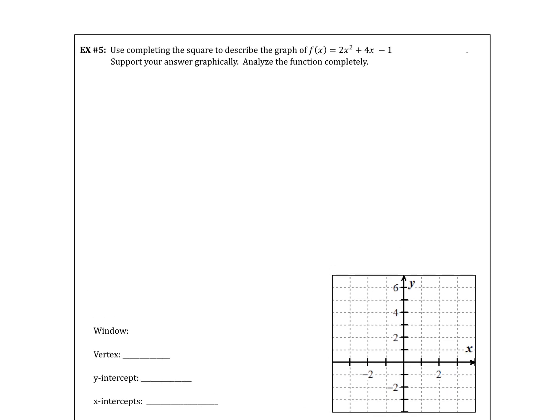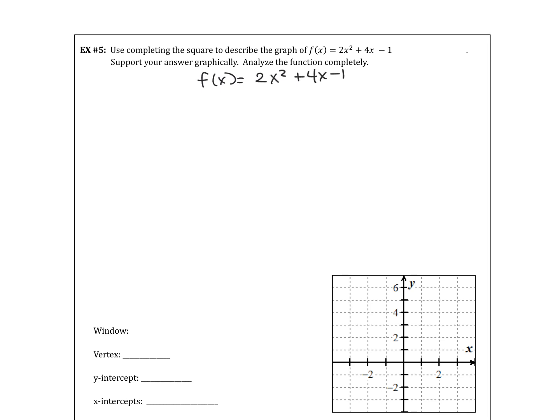All right, let's use completing the square to describe the graph of f of x equals 2x squared plus 4x minus 1. So now we're actually going to complete the square. In our first step, if a isn't 1, we have to make it equal to 1. So first I'm going to rewrite this: f of x equals 2x squared plus 4x minus 1.